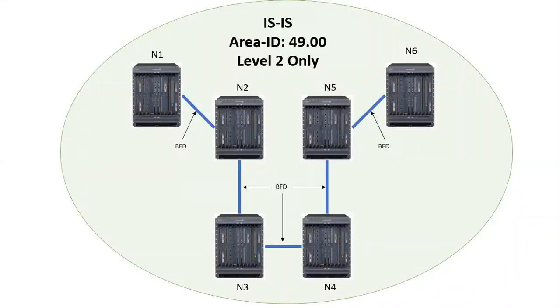So this is what our intermediate system to intermediate system topology is going to look like. We're going to have an area ID of 49.00, and it's going to be level 2 only. So the level capability for our intermediate systems is going to be level 2 only, and our links are going to be level 2 only as well. And also, as an overlying protocol, we're also going to be running bidirectional forwarding detection over our ISIS adjacency links. And we'll get into more of that in a bit.